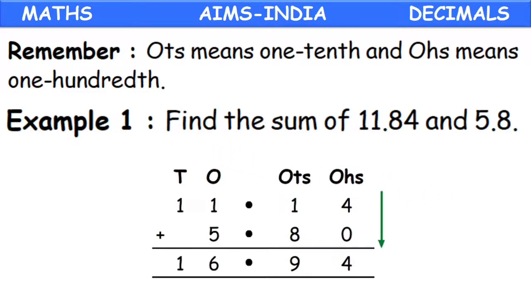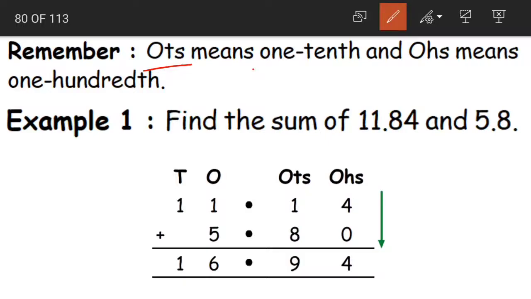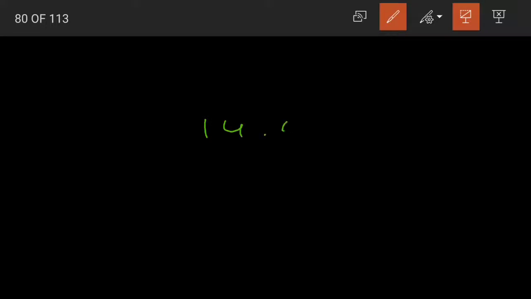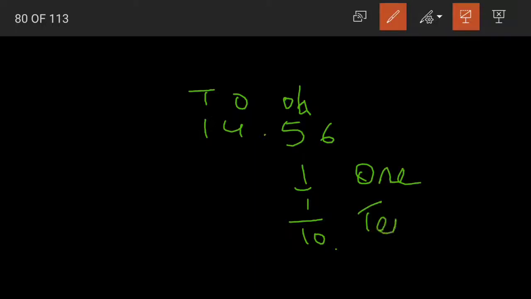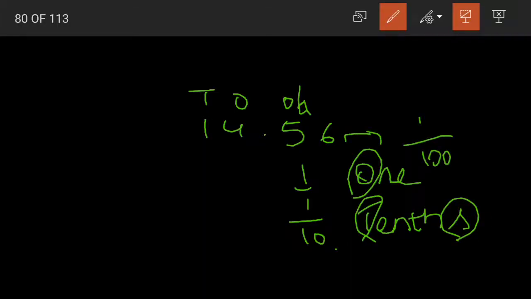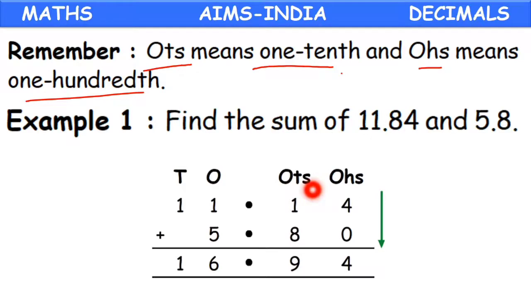Another example, here remember OTS means 1/10 and OHS means 1/100. For the place values, we'll write ones and tens here, right? Now 5 is in 1/10 place, so we'll write it as OTS. O for 1, T for tens. 1/10, OTS. And this 6 is in 1/100th place, so we'll write it as OHS. Understood? Another example, find the sum of 11.84 and 5.8.